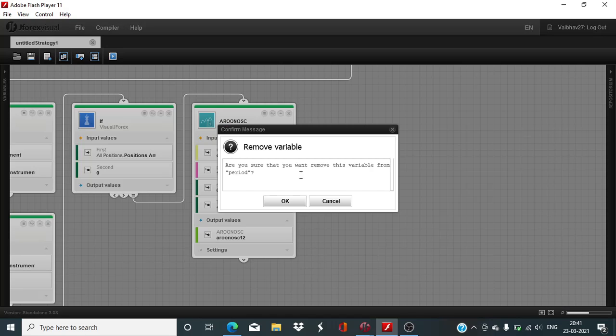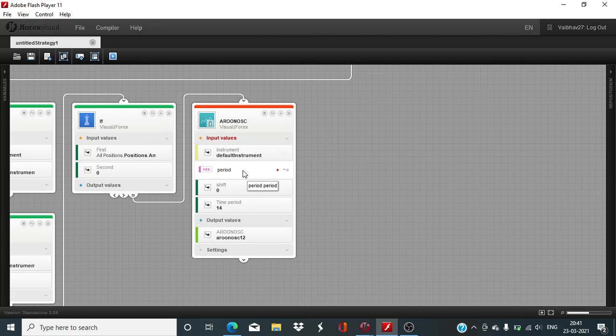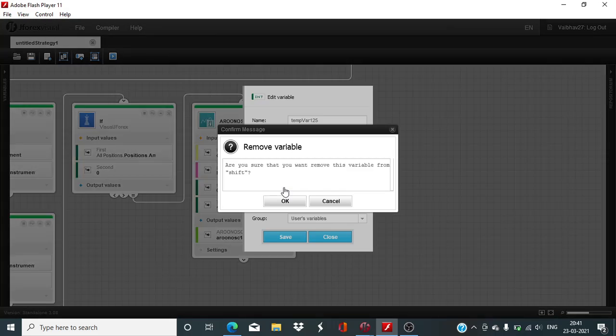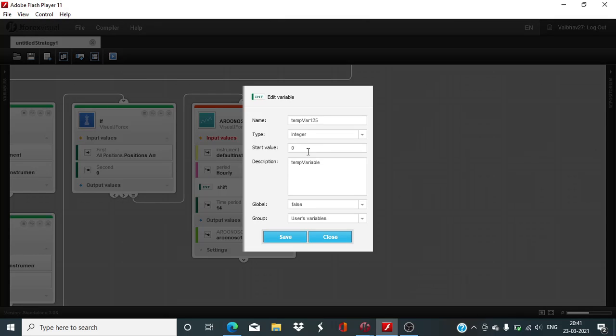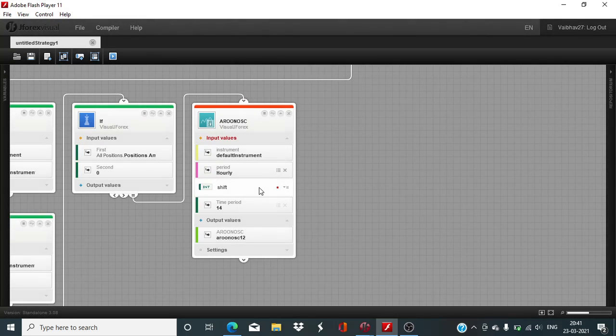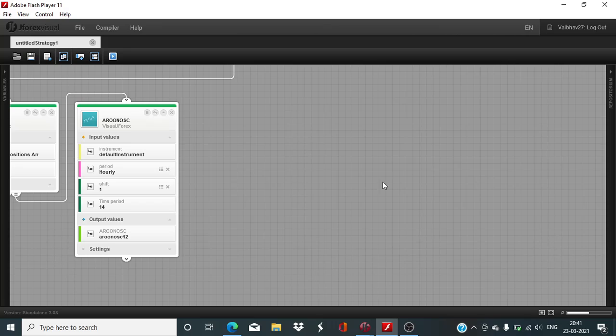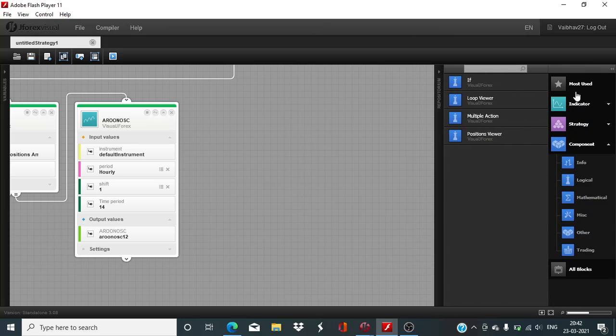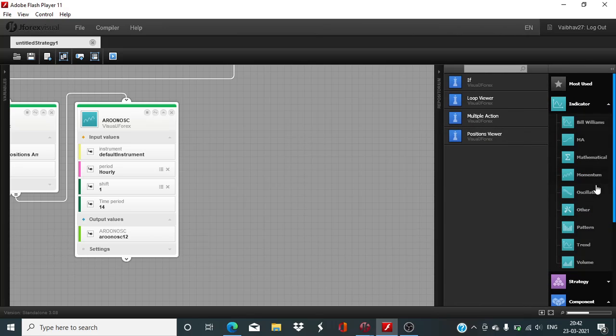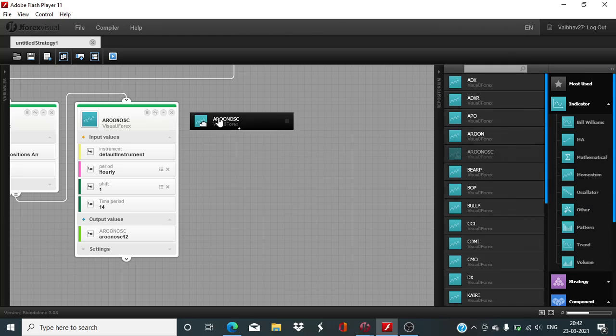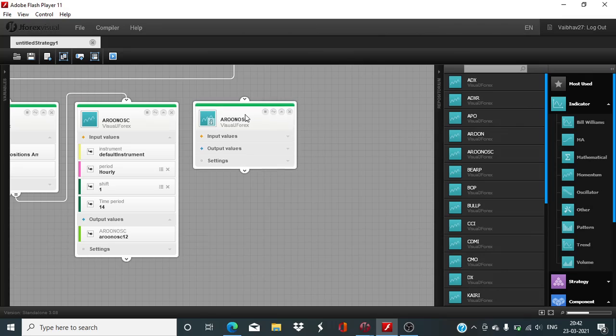We are going to work with the hourly time frame, so I will have to change it. This time period will be changed to hourly. Shift will be 1, and we will take another oscillator block.